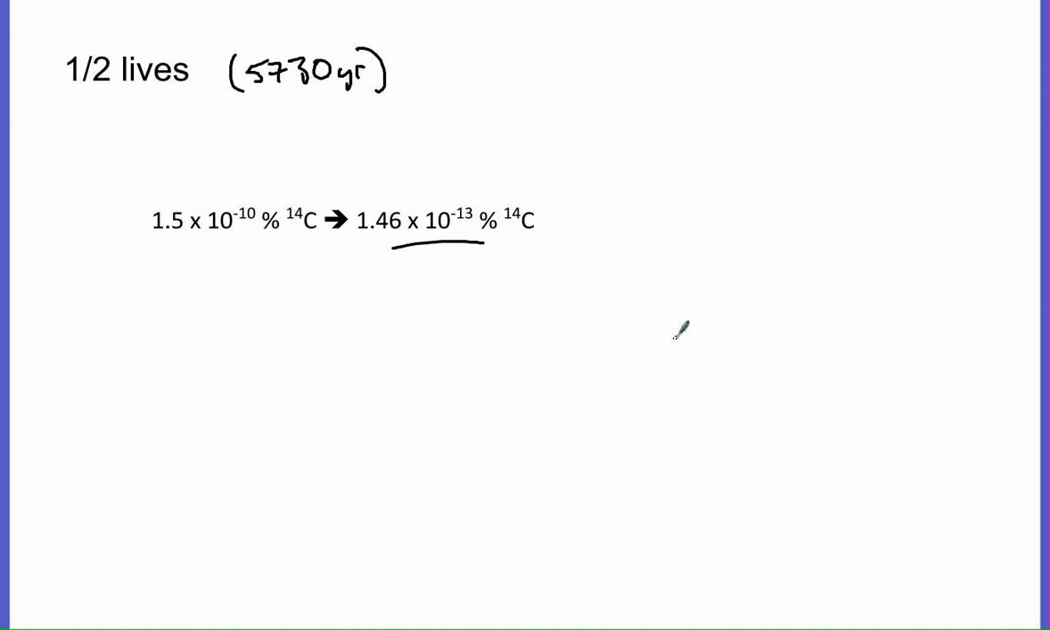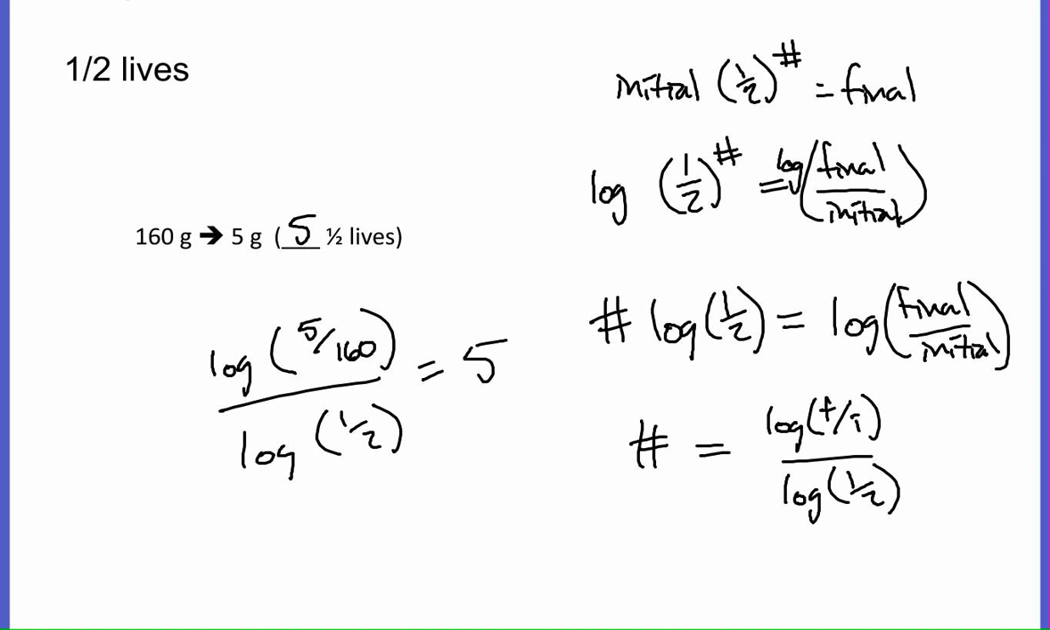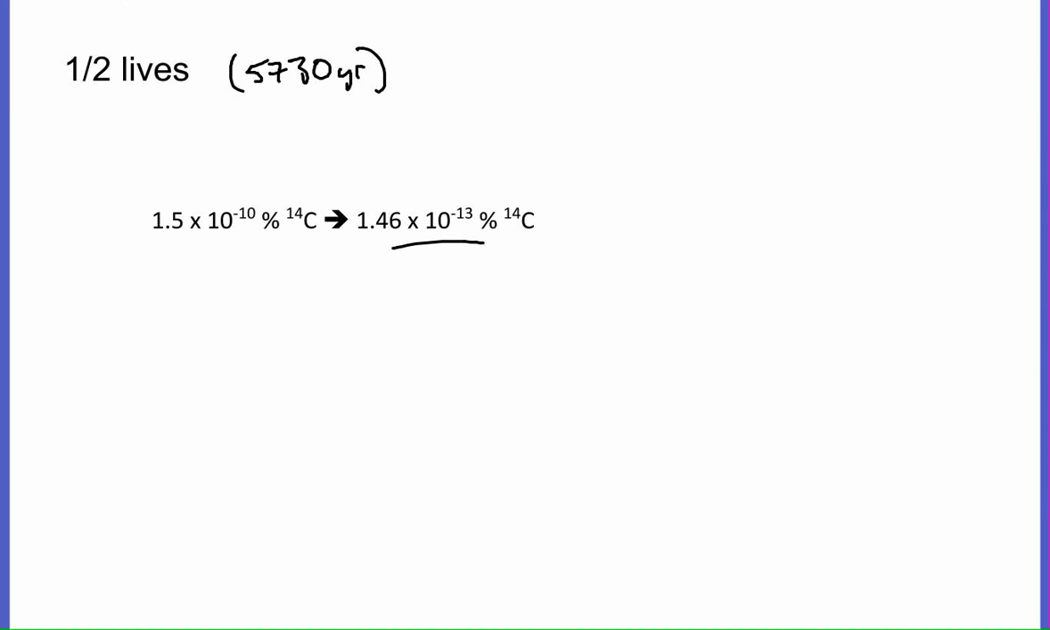So again, I'm going to use that same equation that I just talked about, right? I'm going to do the log of final over initial divided by log of 1/2. And so I'm going to take log of final, which was this 1.46 times 10 to the negative 13th, and I'm going to divide by 1.5 times 10 to the negative 10th. Right? And I can just plug all of that into my calculator. But again, it might be a good idea to come up with an answer for that first and then do a log of it, right?